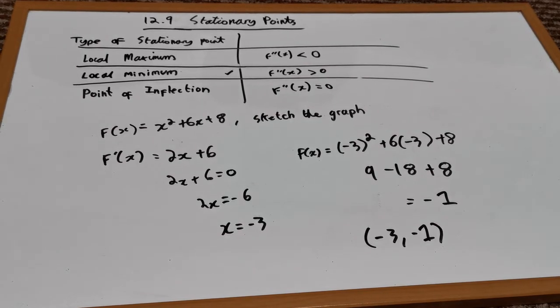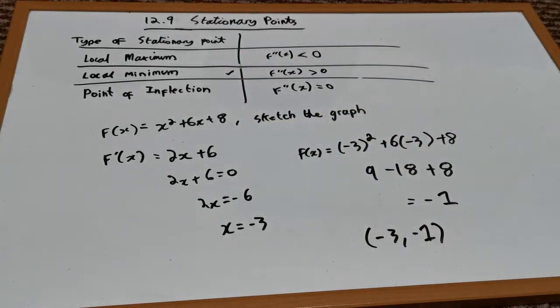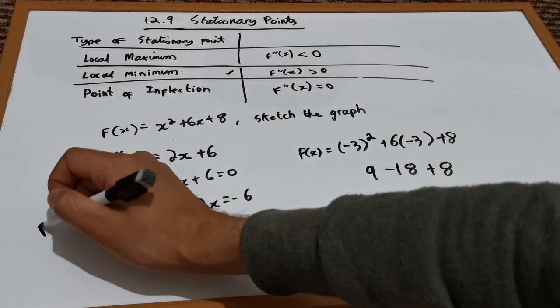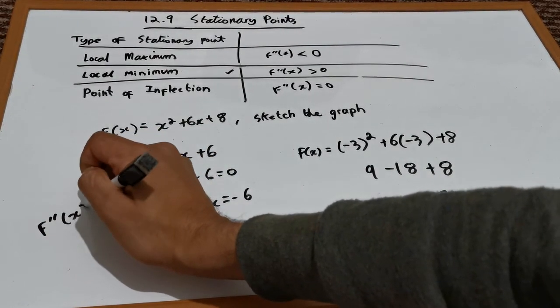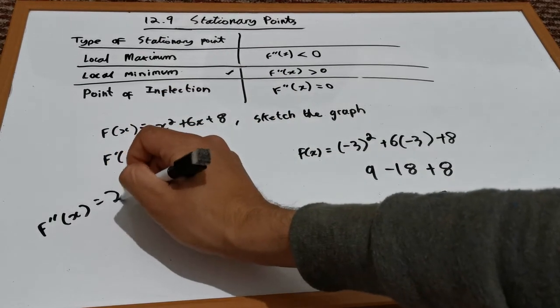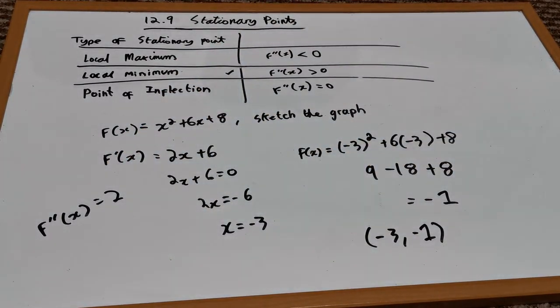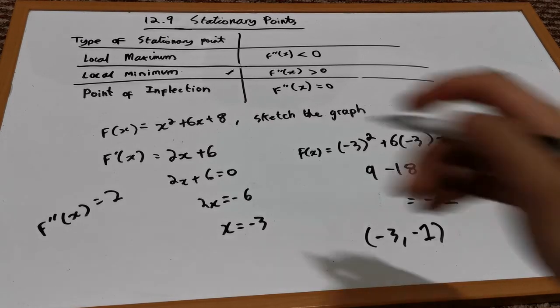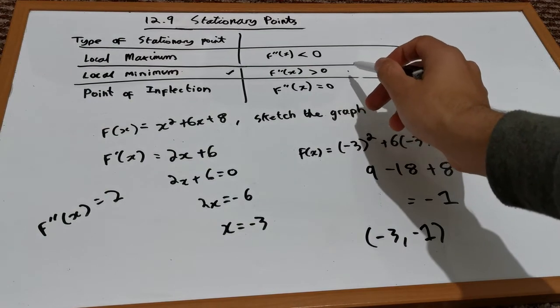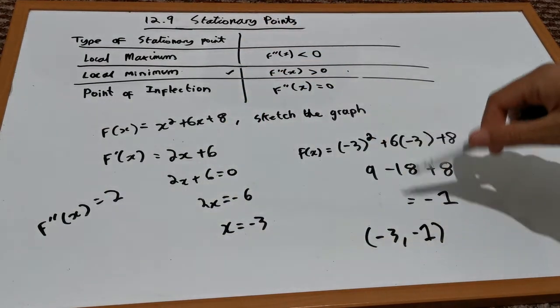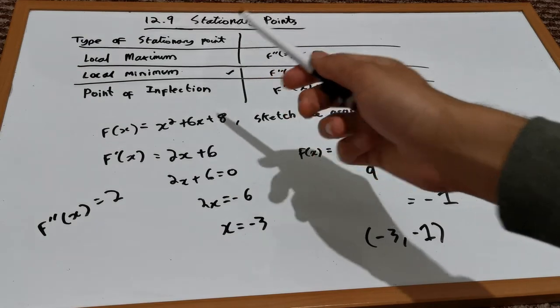Now, to determine the nature of the stationary point, so whether it's a local maximum, local minimum, or point of inflection, you would need to find the second derivative. So let's do that here. f prime prime of x would be 2, because you just differentiate this again. And because f prime prime of x, or the second derivative of the original equation, is 2, and 2 is larger than 0, this turning point or stationary point must be a local minimum.